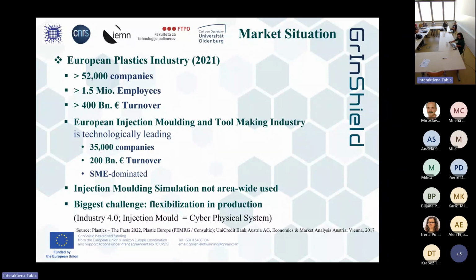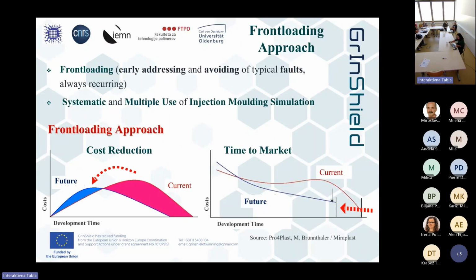And what is the challenge? The biggest challenge of our companies is the flexibilization in production. That means how to implement Industry 4.0, how to implement artificial intelligence, big data methods into production to cut down costs and to keep the production in Europe, not in Far East or in Asia.